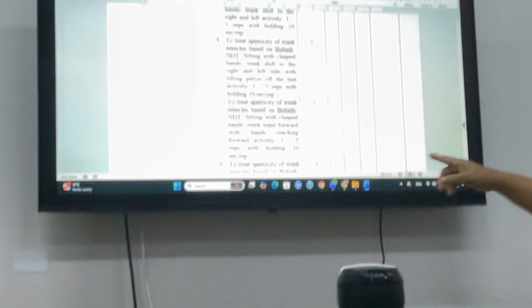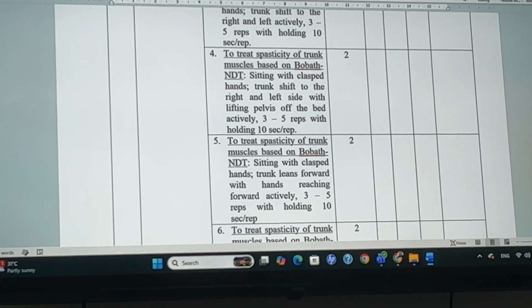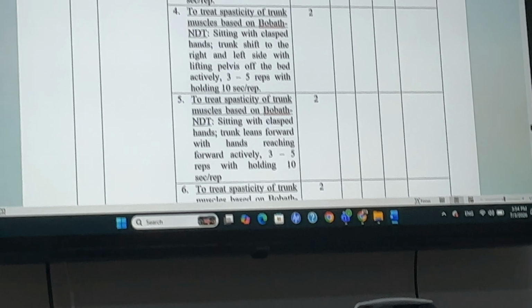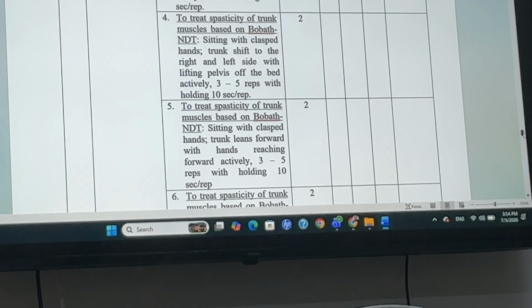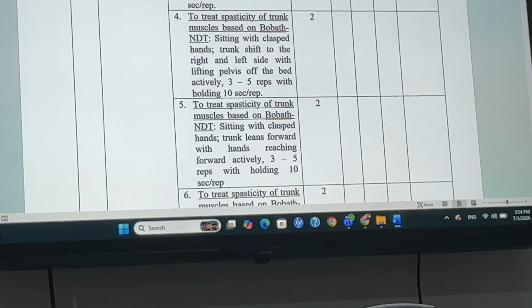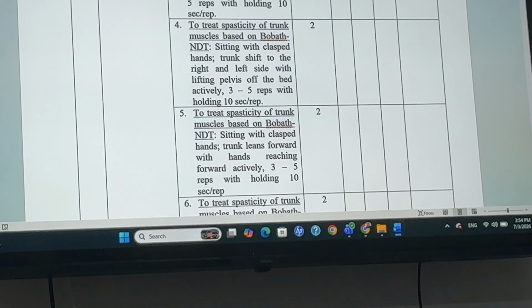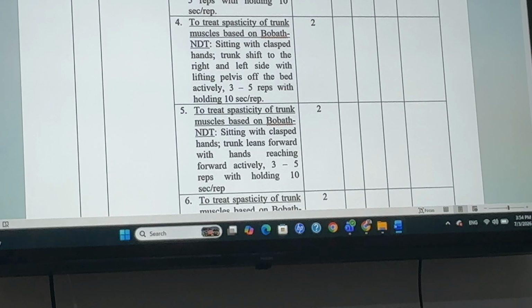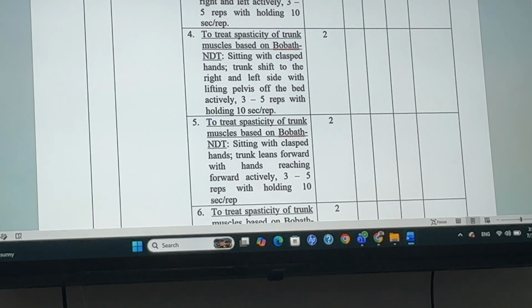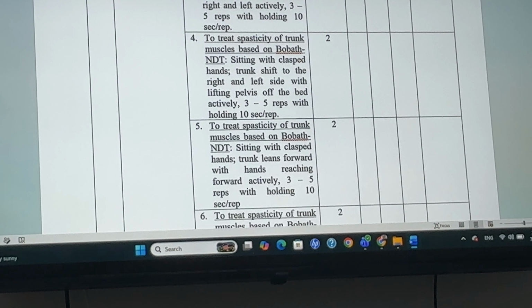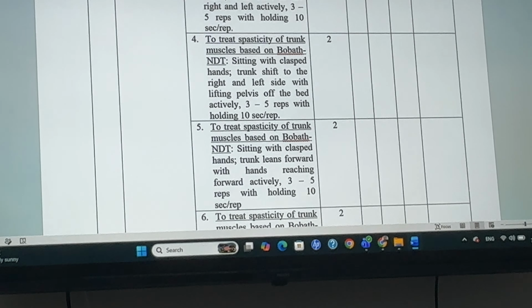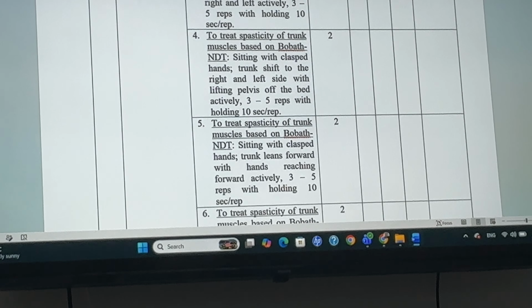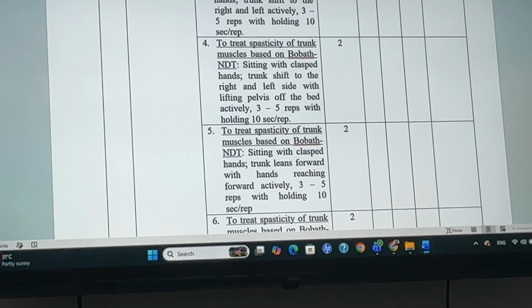For the repetitions, I just put 3 to 5 repetitions, again up to you. If we follow the principle of PNF, we need to do repetitive contraction of movement, in which we need to do a lot of repetitions in order to reduce the muscle tone.